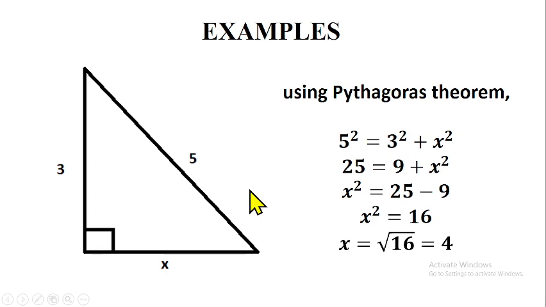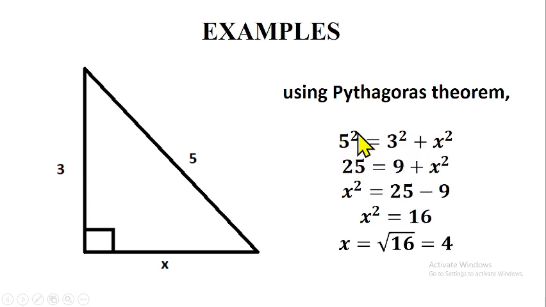All you need to do is to first identify the hypotenuse side. Where is the hypotenuse side? This is the side, and because it's facing the right angle, that means this side is the hypotenuse side. That means the Pythagoras theorem says that the square of the hypotenuse side, which is 5 squared, equals the sum of the squares of the remaining two sides added together. So you'll have 5 squared equals the square of this side, which is 3 squared, plus the square of this side, which is x squared. So I hope you understand this.